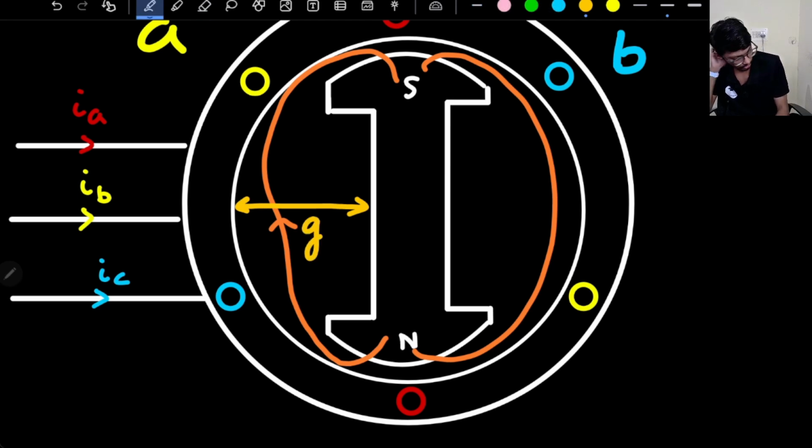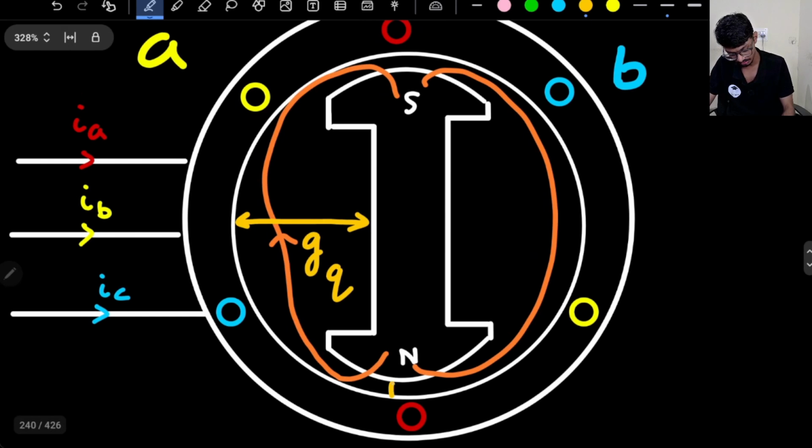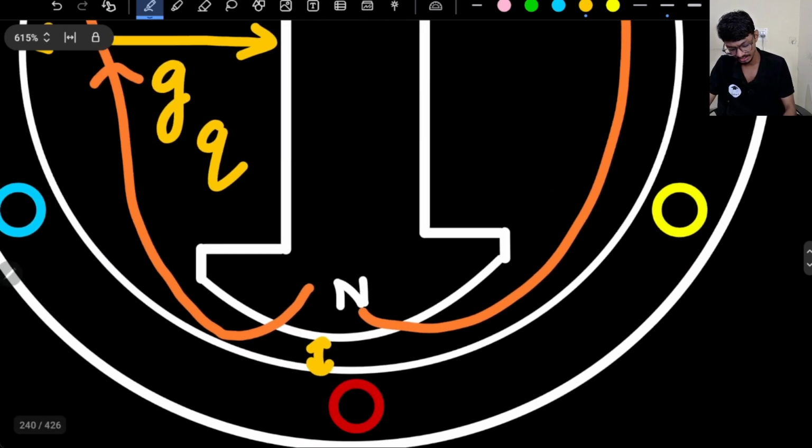This is not the direct axis, this is the quadrature axis to the field flux. The air gap is very high here, so the mmf will face a very high air gap, and the reluctance will be higher. And here, near the direct axis, the air gap is very small. This is g d.